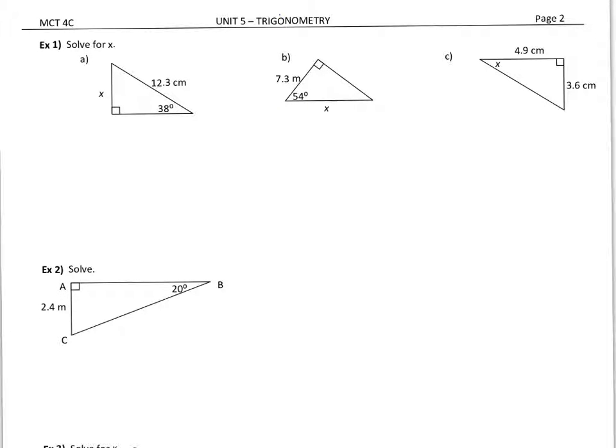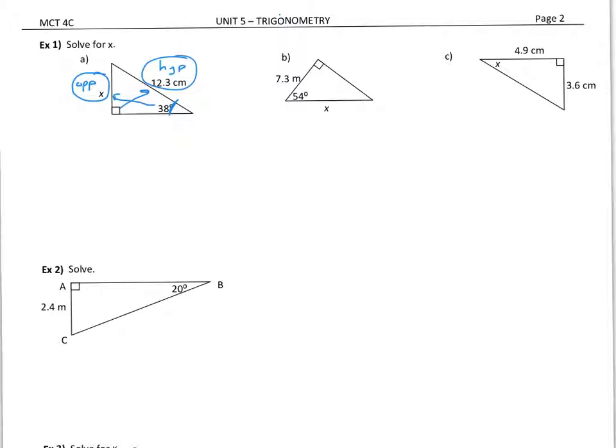Okay, here we are with some examples to review for trig. Looking at this first example, we have an angle of reference here in the corner of 38 degrees. The side across from it would be known as the opposite side. The one across from the 90 degrees is our hypotenuse. And what we want to solve for is that opposite side.